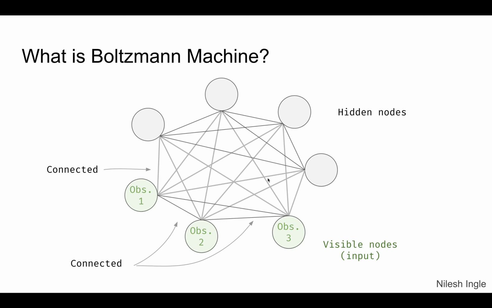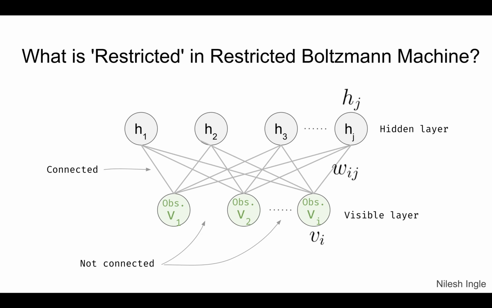And what scikit-learn has an implementation for is a restricted Boltzmann machine, which looks like this. We have these two layers: the input layer and the hidden layer. In this case, the nodes in the input layer are not connected. Similarly, in the hidden layer the nodes are not connected. The only connections that exist are between the visible layer, which is the input layer, and the hidden layer. So V1 is connected to all the hidden nodes and vice versa.